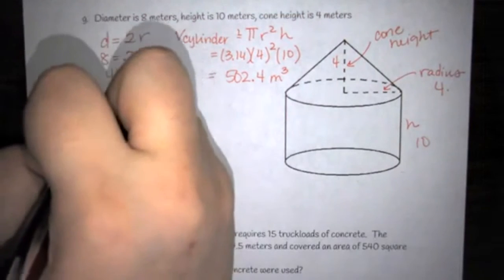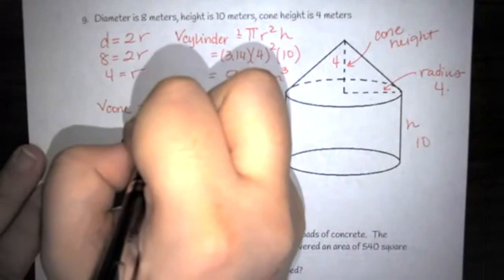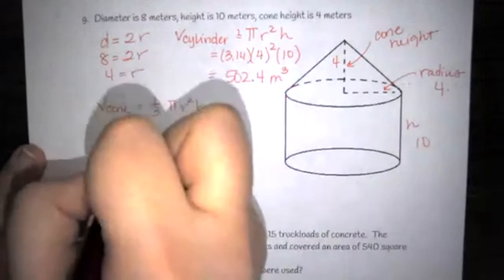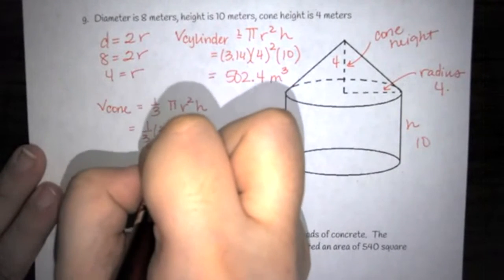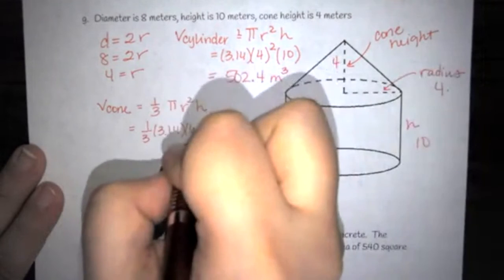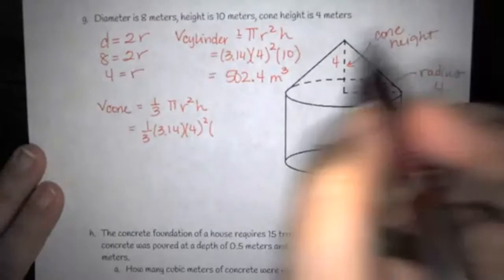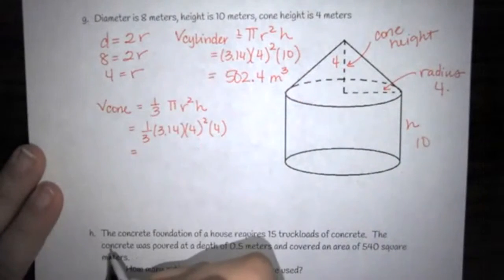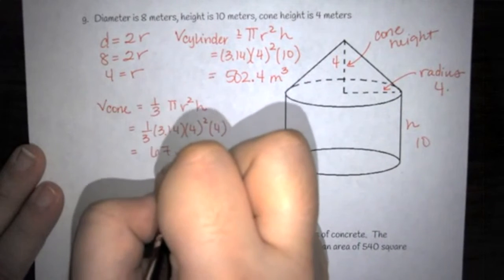Now we need to find the volume of the cone, which is going to be 1/3 pi r squared height. Plug in what you know, so this is 1/3 times 3.14 times that radius of 4 times your height. Now this time we're doing the height of the cone, so times 4. When we run that through our calculations, you should come out with 67 meters cubed.